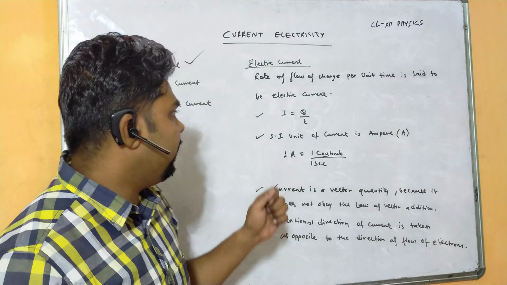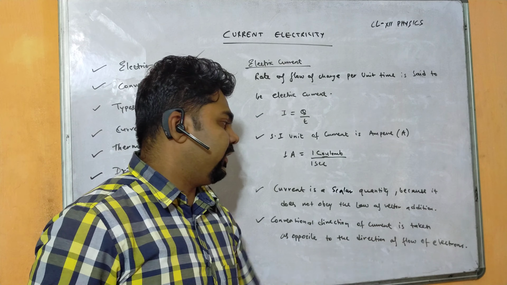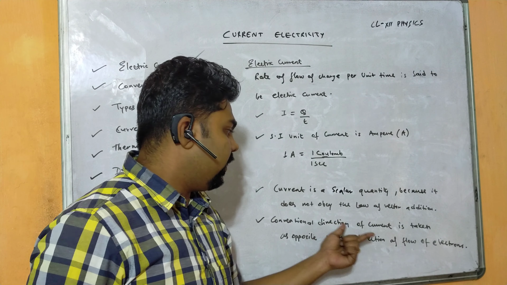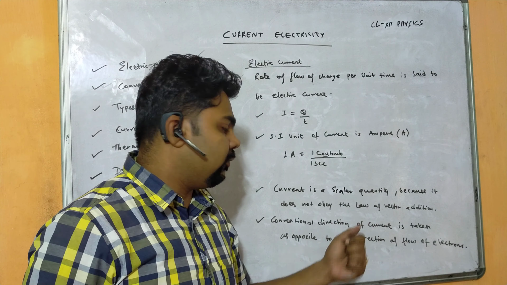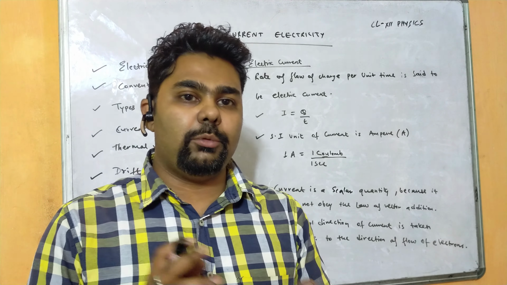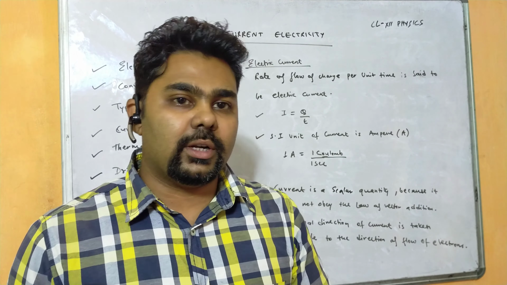Also, I have already said that current is a scalar quantity because it does not obey the law of vector addition. The conventional direction of current is taken opposite to the direction of flow of electrons. That is the conventional current, the flow of positive charge towards the negative terminal, opposite to the direction of flow of electrons, because we know electrons flow from negative to positive. So conventional current flows from positive to negative, that is, the flow of positive ions.